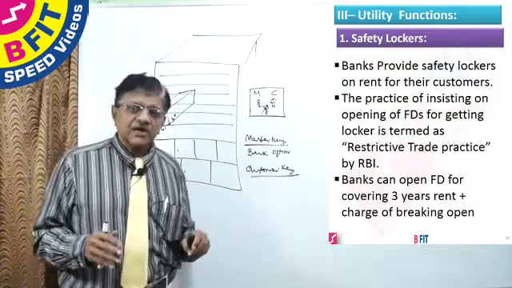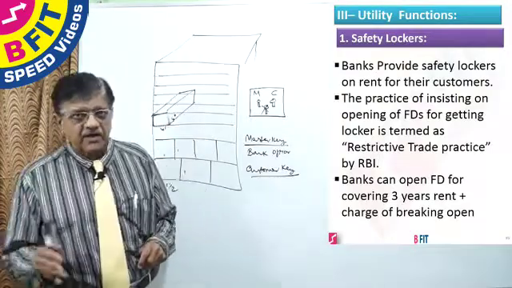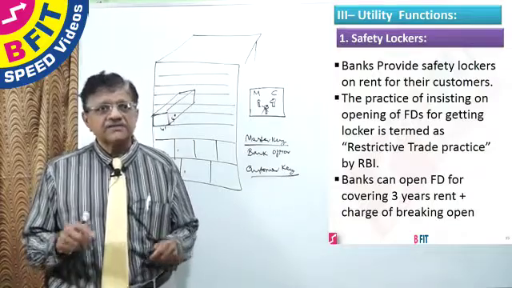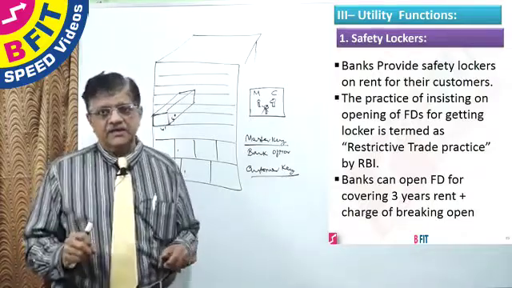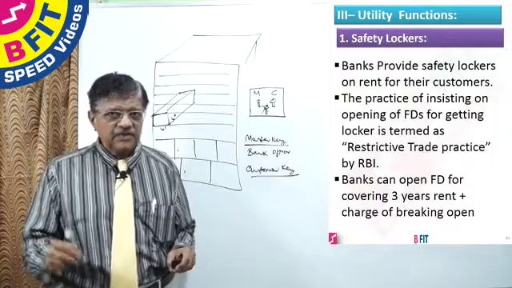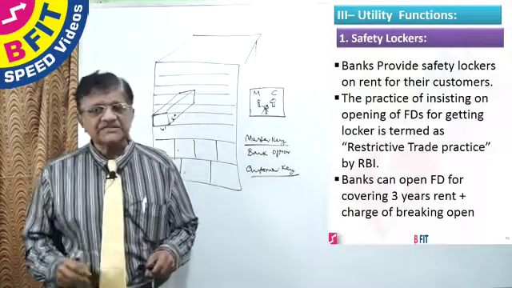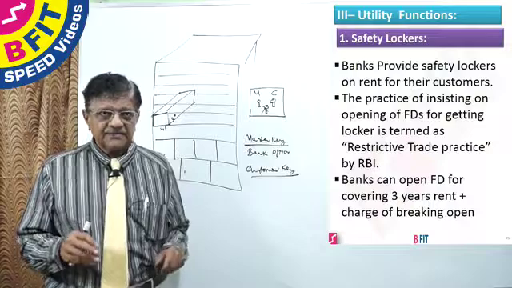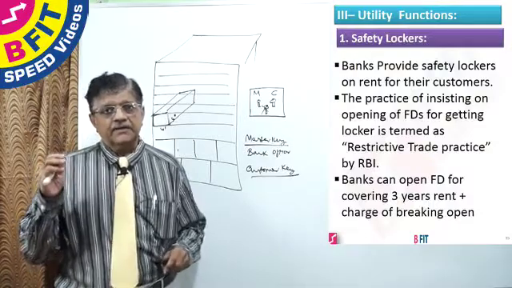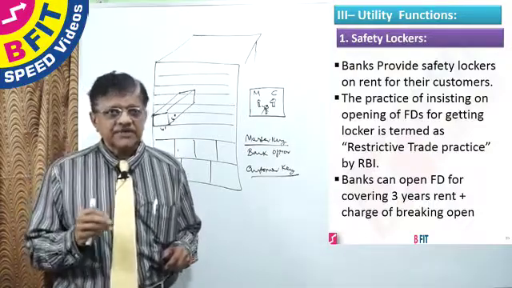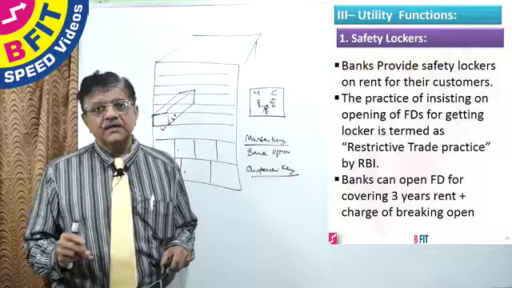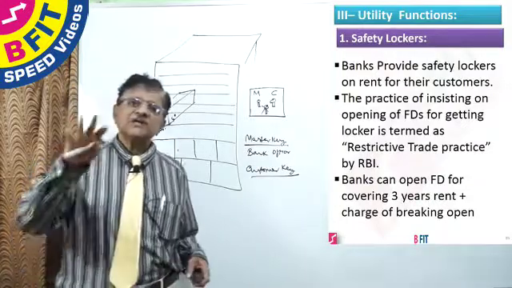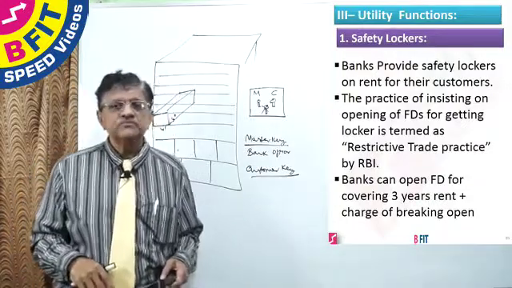So when some banks insisted on a fixed deposit of 5 lakhs, 10 lakhs and all, the Reserve Bank has very clearly frowned upon this practice and told the banks to desist from it, because it is a restrictive trade practice. But however, the Reserve Bank has said that you can ask for a fixed deposit to cover 3 years' rent and charges of breaking open. Why these charges of breaking open?